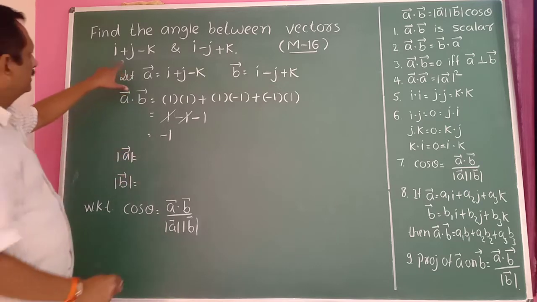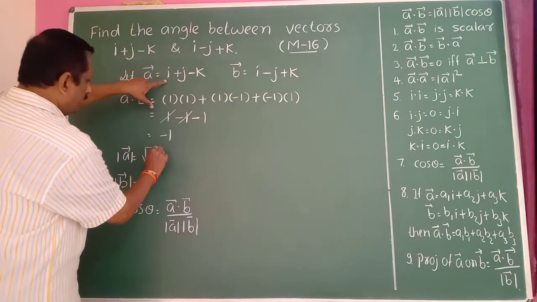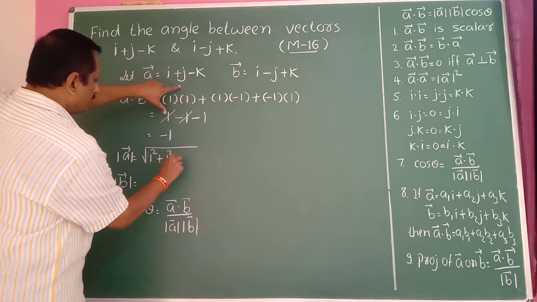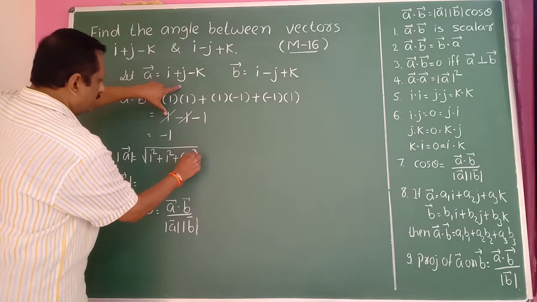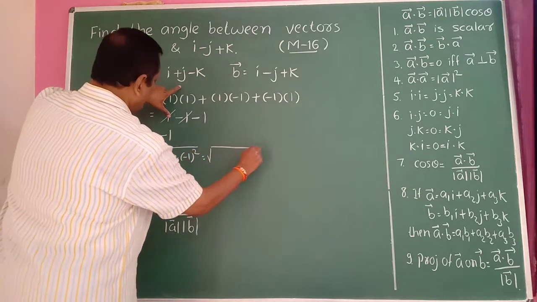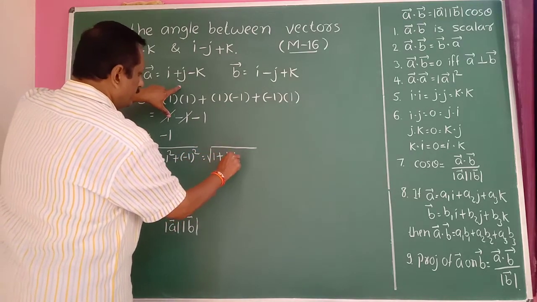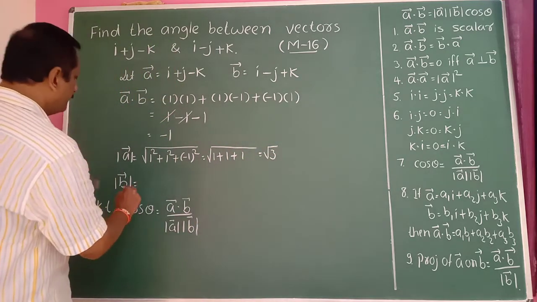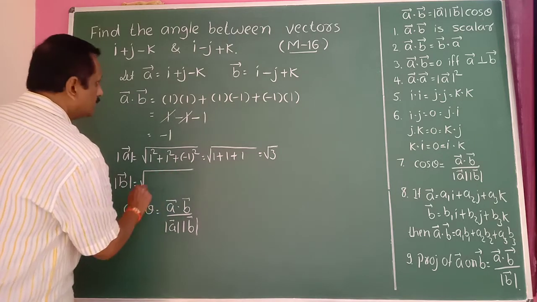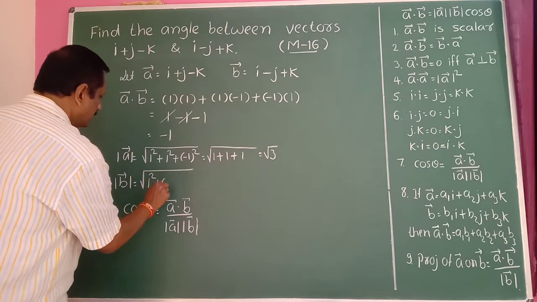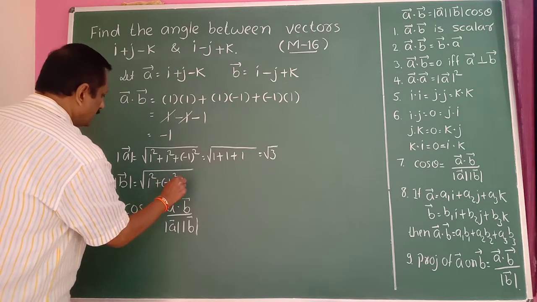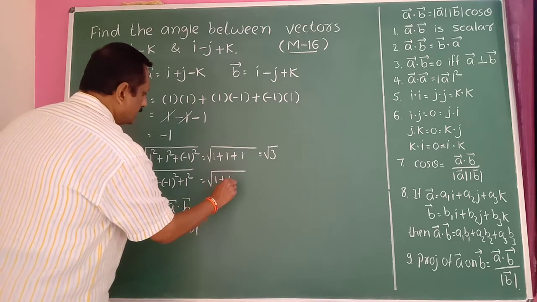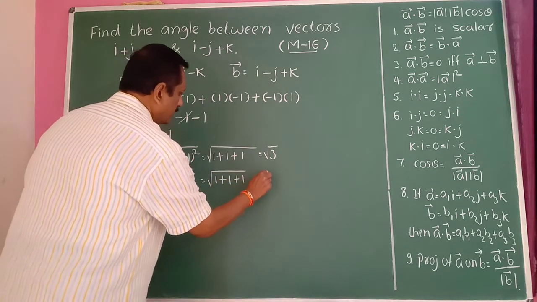Modulus of a bar is root of 1 square plus 1 square plus minus 1 square. That is the root of 1 plus 1 plus 1, which gives root of 3. Modulus of b bar is given by root of 1 square plus minus 1 square plus 1 square. So square root of 1 plus 1 plus 1, it is the root of 3.